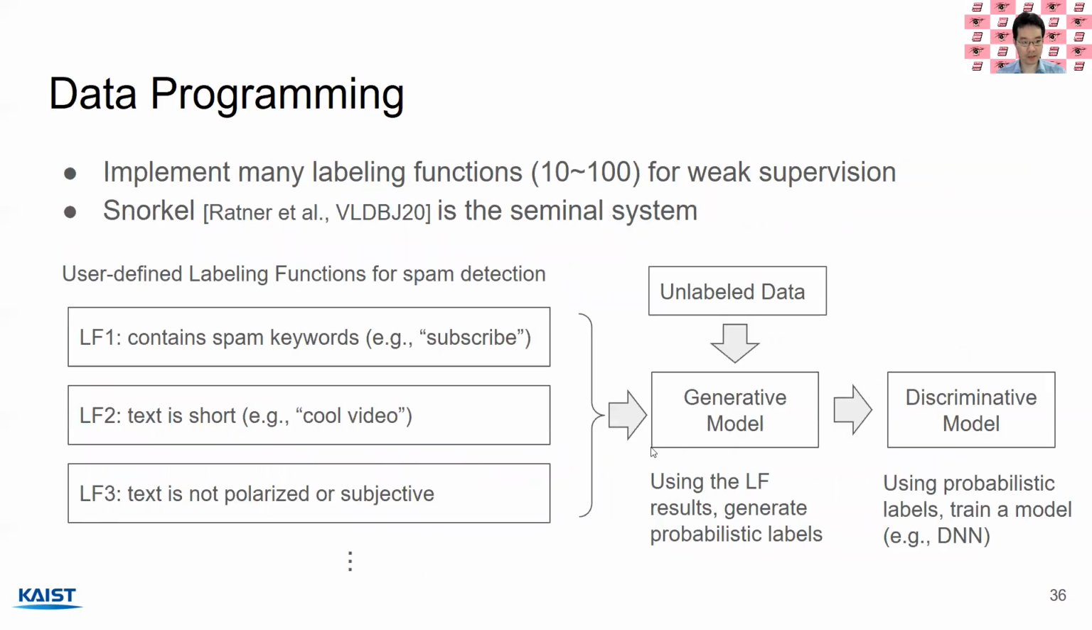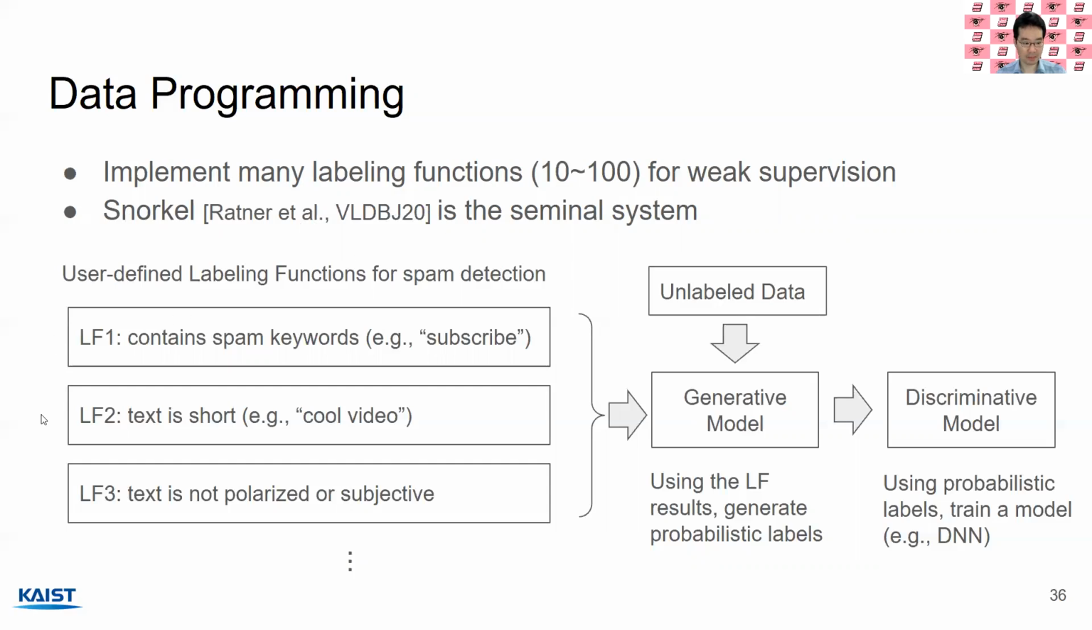So data programming is the standard technique for weak supervision. The idea here is to implement many labeling functions, maybe 10 to 100, that can be used to generate weak labels. And Snorkel, the Snorkel system, is the seminal system for data programming.